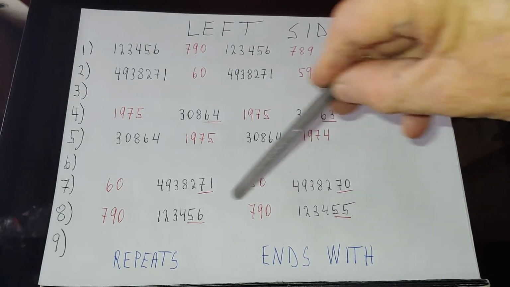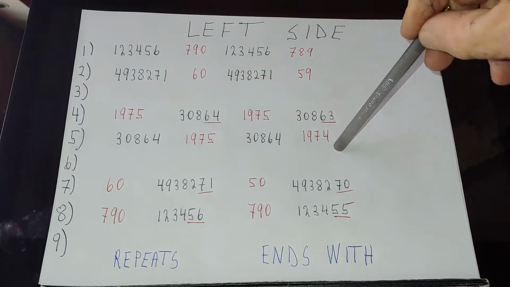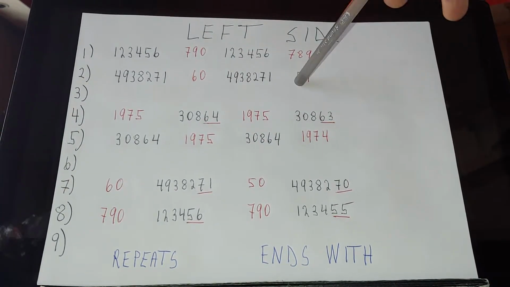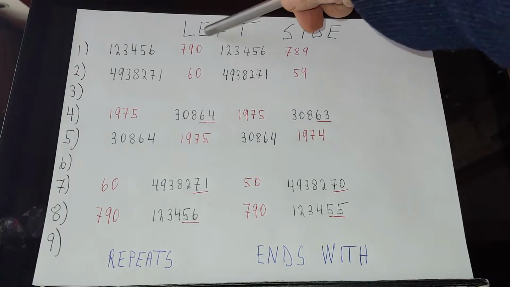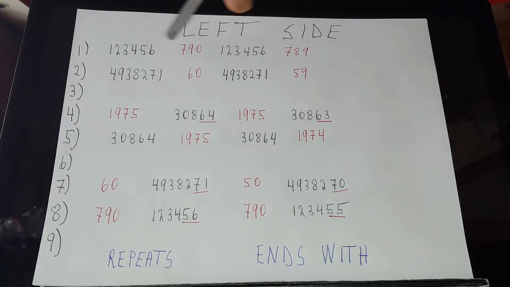56 goes to 55. 71 to 70, 75, 74, 64, 63, 60, 59, 790, 789. They just go down by 1. So if you know this, you know this. And if you know this, you know this. And if you know either one of them, you know how to do it forever.